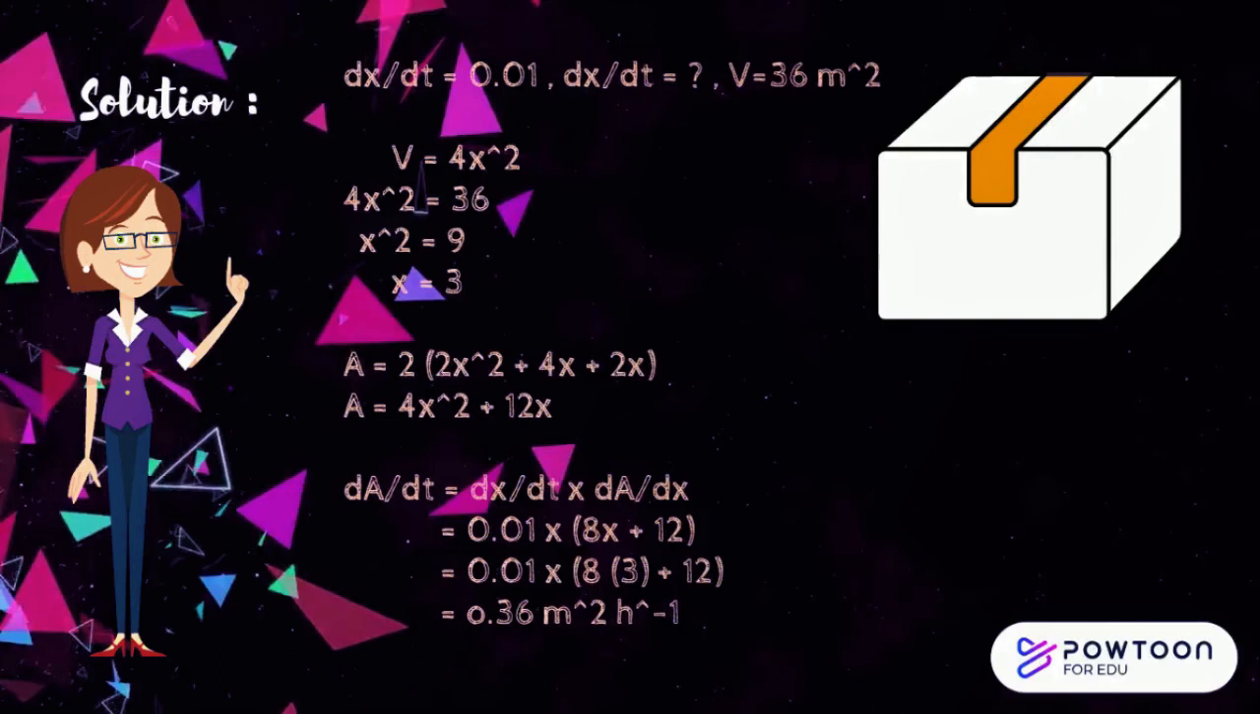The dx over dt is already given in the question, but the dA over dx is not. So how can we get dA over dx? Yes, a good question. Just now we calculated the area of the tank, right? So from the area we can get dA over dx by differentiating it. When we differentiate the area, we get 8x plus 12. Then, back to the first thing we calculated, we got the x value, which is x equal to 3. So we substitute the x value into this equation. We get dA over dt is equal to 0.36 meters squared per hour.